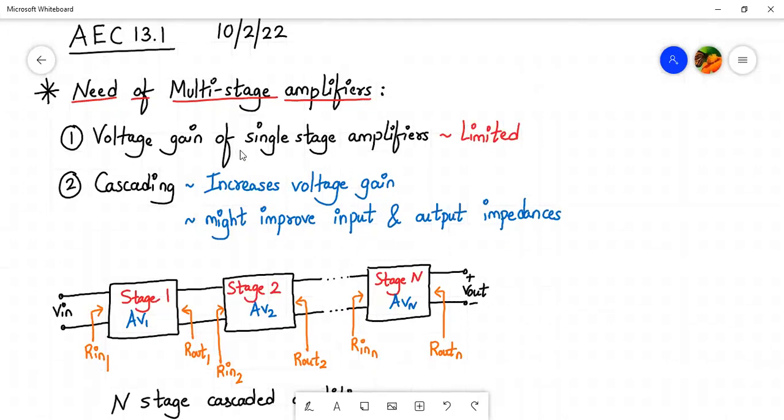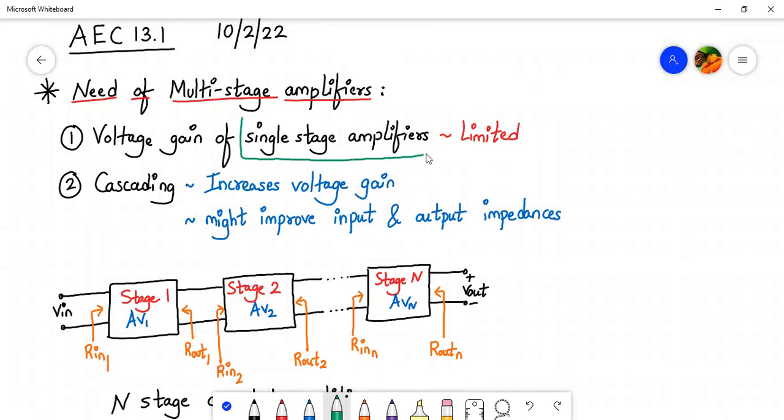So basically the voltage gain obtained from a single stage amplifier is limited. So what are the various single stage amplifiers which we know so far? Let us list them down. In the first category, we have discussed BJT amplifiers.